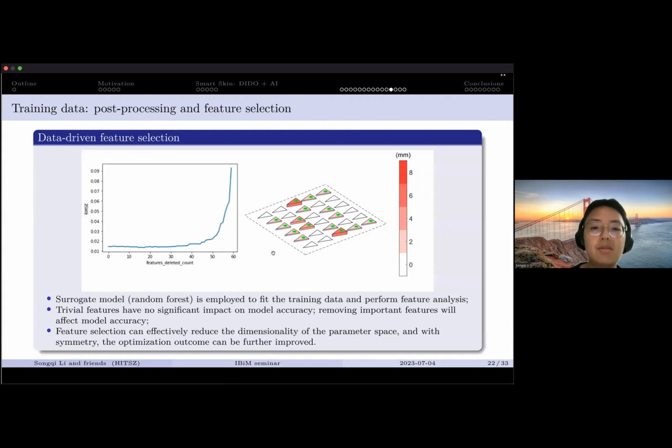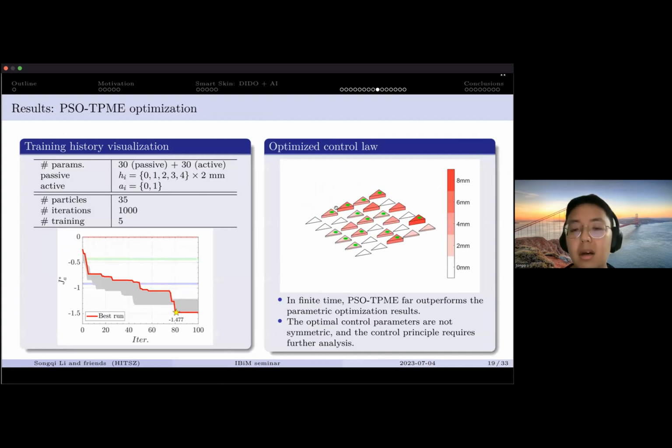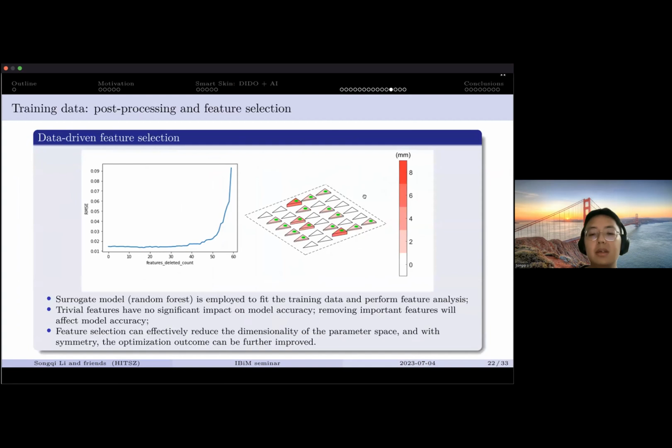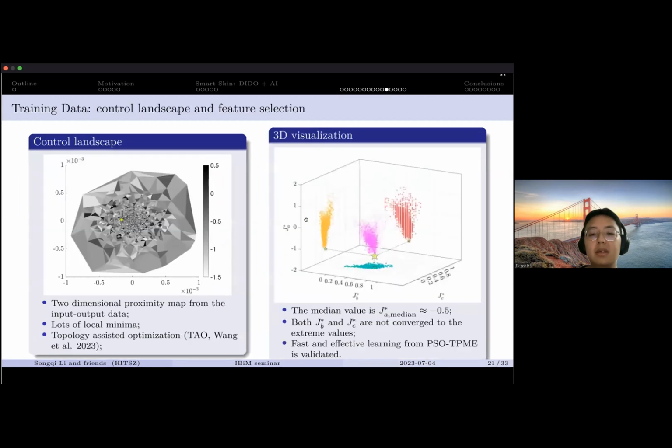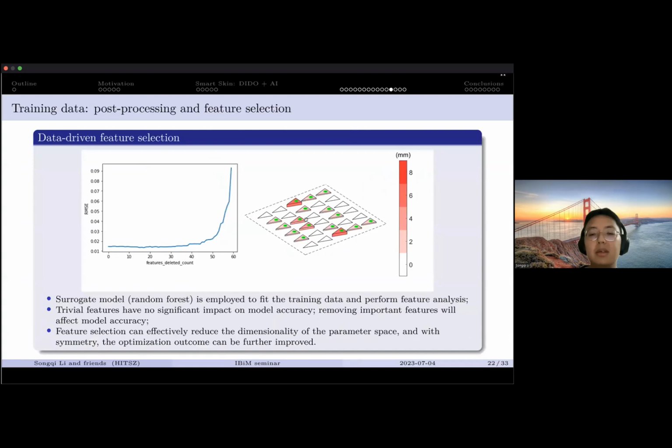And the last thing I want to discuss from this training data is feature selection. Because previously we got a very complex flow control pattern, and this is not symmetrical, so what we want to do is use this data to extract features from this pattern and get a more interpretable outcome, which still demonstrates the efficiency of flow control. So what we did is we built a surrogate model based on the 3,500 cases of training data, and performed the feature analysis based on the model.